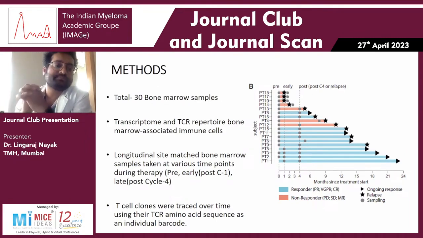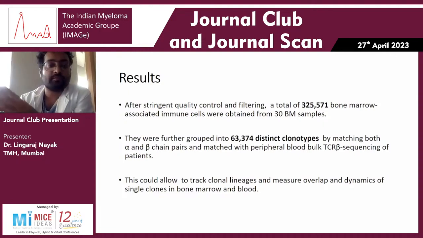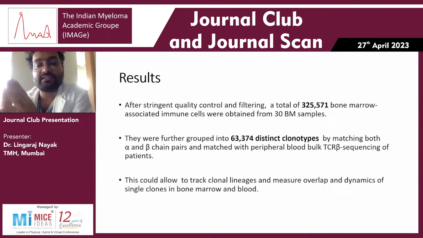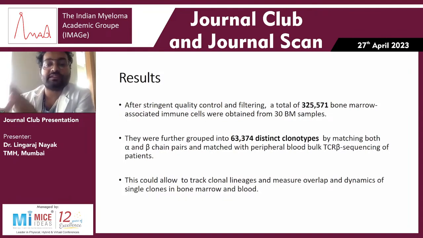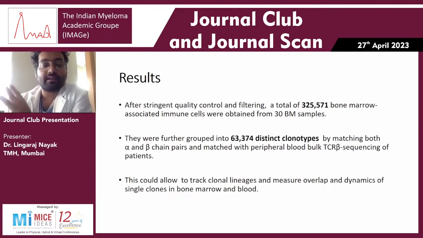Next slide, please. So after stringent quality control and filtering, 325,000 bone marrow immune cells were obtained in 30 marrow samples, and they were then grouped into 63,000 distinct clonotypes by matching their alpha and beta chain pair, and also matched with the peripheral blood bulk TCR beta sequencing. So this will now allow us to track the clonal lineage and measure the overlap and dynamics of each clone, that is, a single clone in the bone marrow and the blood.